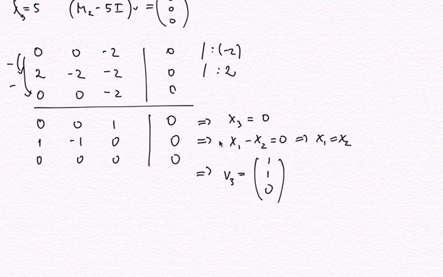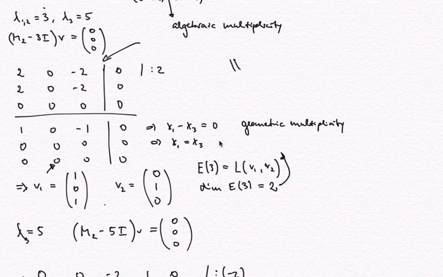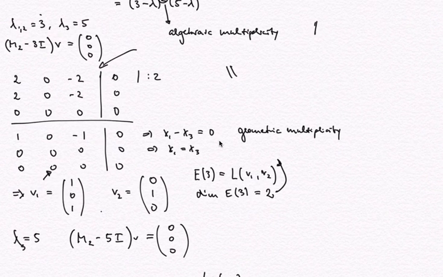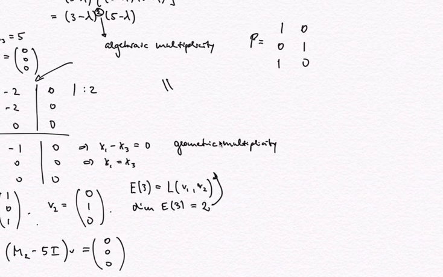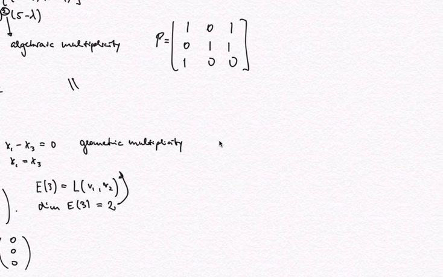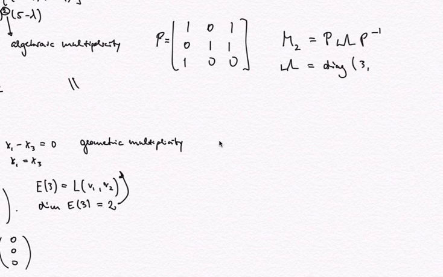So I get my matrix P for my eigenvalue decomposition as the first two eigenvectors, 1, 0, 1, 0, 1, 0, and the third one, 1, 1, 0. This is my matrix P. My eigenvalue decomposition is M2 is P lambda P inverse, where lambda is the diagonal with the eigenvalues on the diagonal.